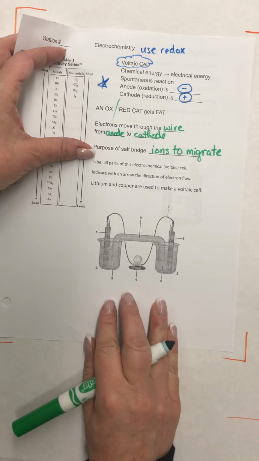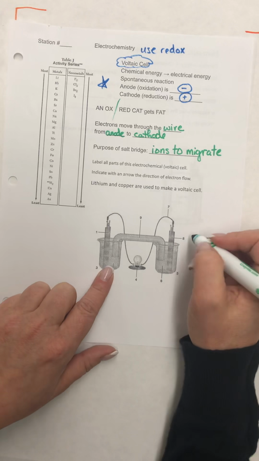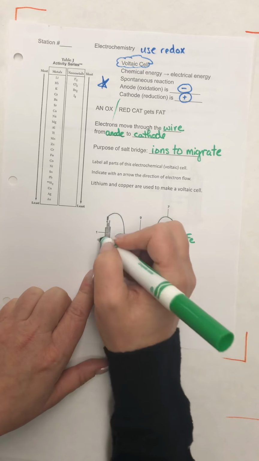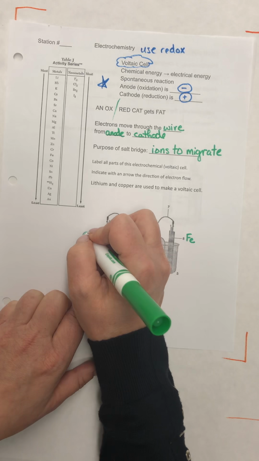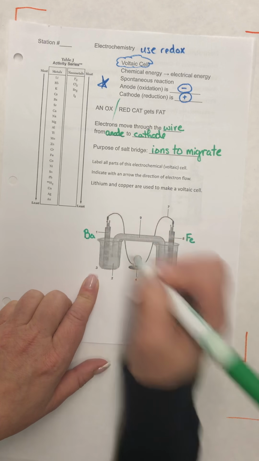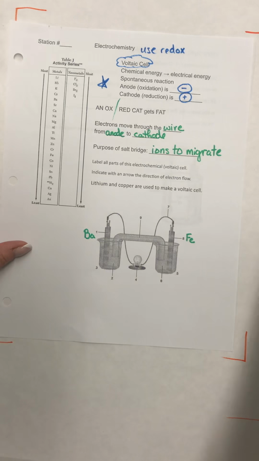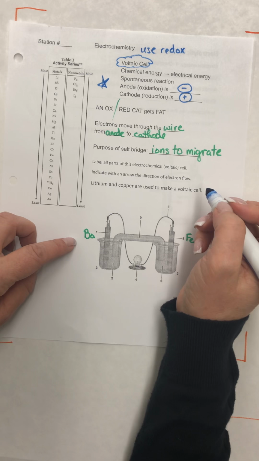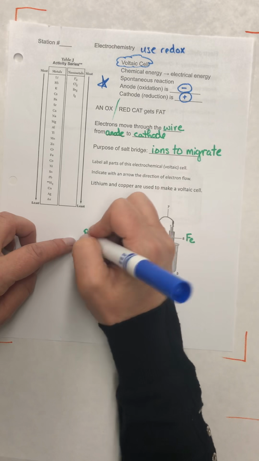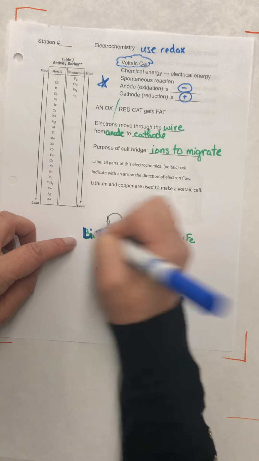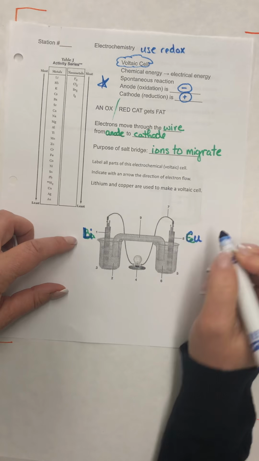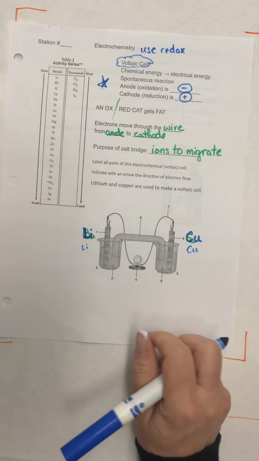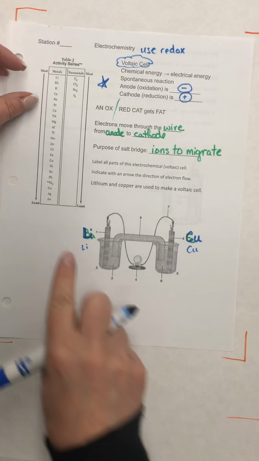So let's label all the parts of this. I'm going to pick two elements here. I'm going to make this electrode iron and this electrode barium. Okay. Now the first thing I want to do, and actually it says lithium and copper. So actually let's make this guy lithium, and this guy copper. So lithium and copper, Li Cu.